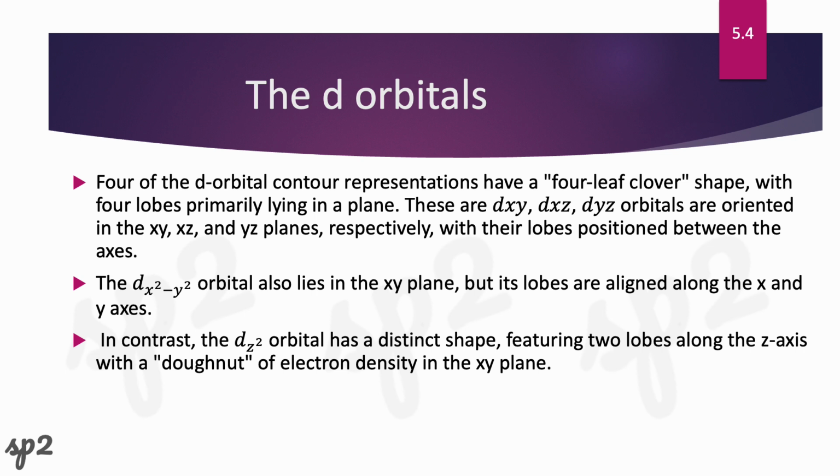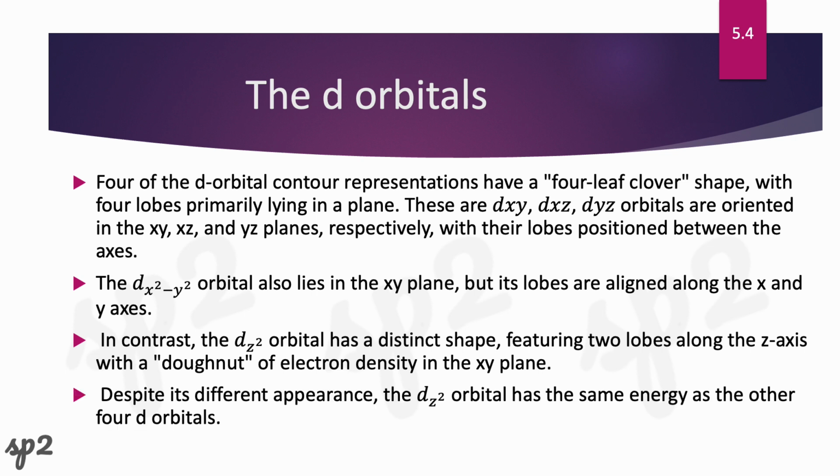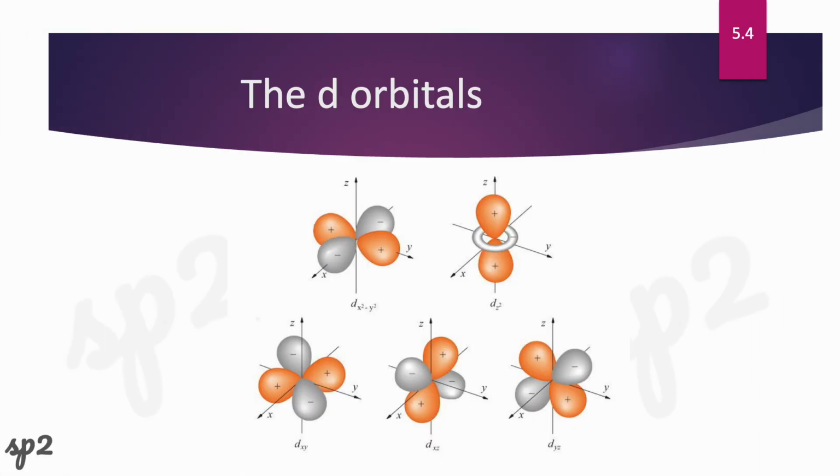Okay, in contrast, the dz squared orbital has a very distinct shape featuring 2 loops along the z-axis, and then a donut of electron density in the xy plane. So the shape here is very different for the z squared, but they all are going to have the same energy, just like all other d orbitals. As long as they are on the same n value, same shell, they're going to have the same energy. Okay, cool. And yes, these are the shapes for all of these d orbitals. So make sure that you are able to recognize them and see the difference between them. It's more about the distinctions between these 5 orbitals. Okay, excellent.